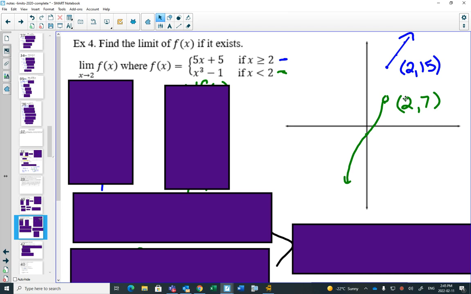So are you starting to see how the pieces work with the domain? We're only taking this x cubed minus 1 graph when x is less than 2. So here's 1, 2. We're taking this part of it where all the x values are less than 2. And for the blue graph, we're only taking that when x is bigger than or equal to 2. So that would start at 2, 15 and include all the values to the right.